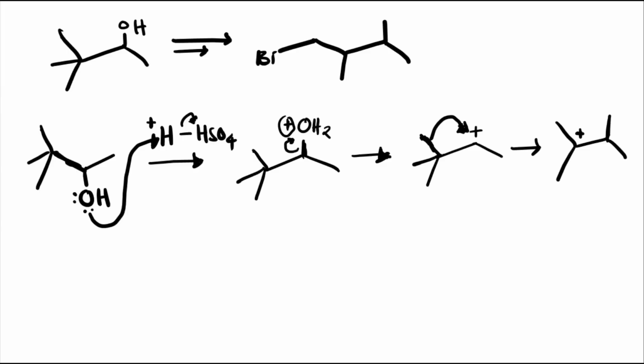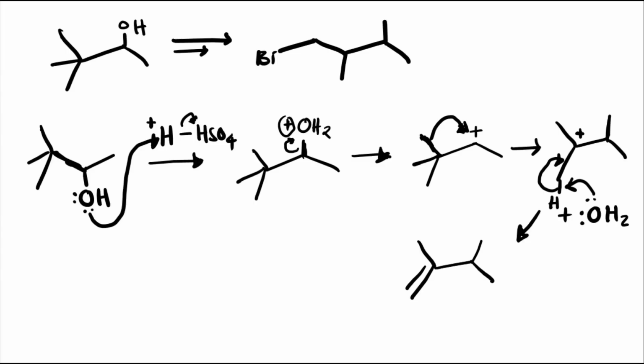So now, when that happens, the water that left will act now as a base. So this is the water that left on this step, will act as a base, and it will get the hydrogen from here. So it will get this hydrogen, and then these electrons will collapse there, and it will form an alkene. To form an alkene here.